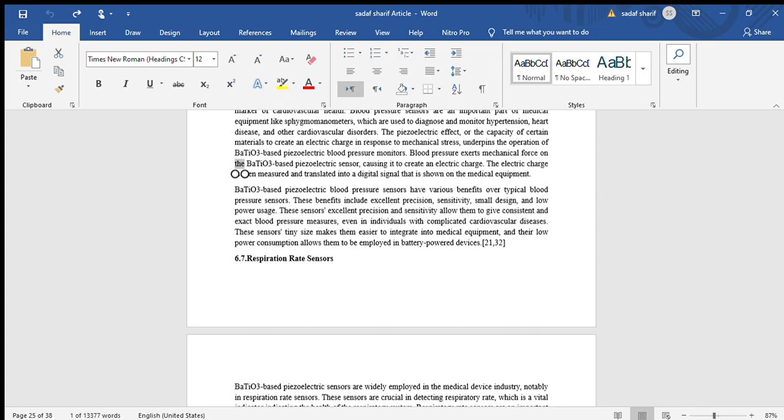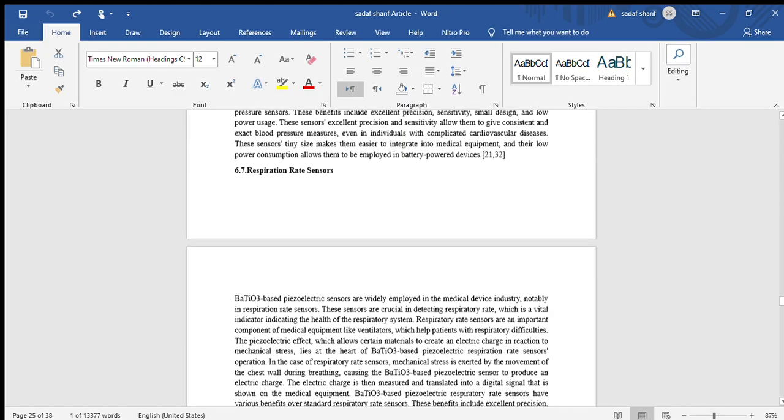Barium titanate based piezoelectric blood pressure sensors have various benefits over typical blood pressure sensors. These benefits include excellent precision, sensitivity, small design, and low power usage. These sensors' excellent precision and sensitivity allow them to give consistent and exact blood pressure measures even in individuals with complicated cardiovascular disease. These sensors' tiny size makes them easier to integrate into medical equipment. Their low power consumption allows them to be employed in battery powered devices. Now, what is its application in respiration rate sensors?